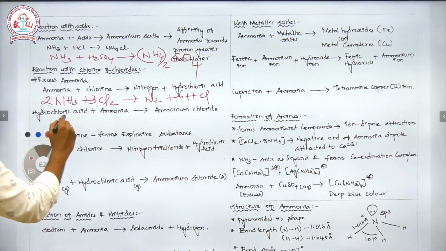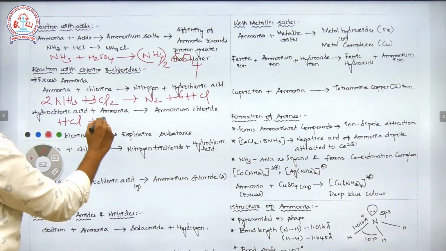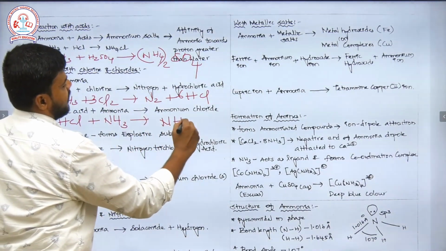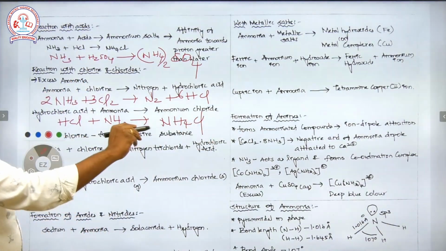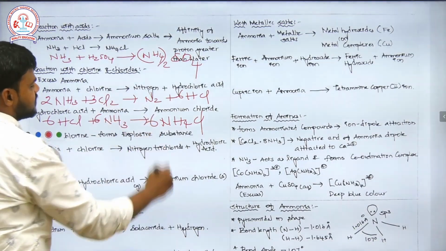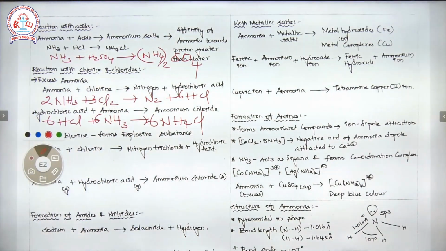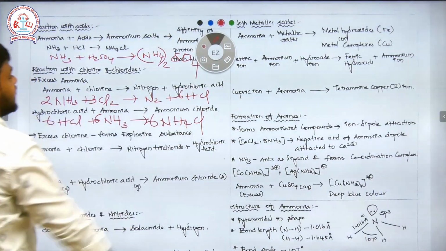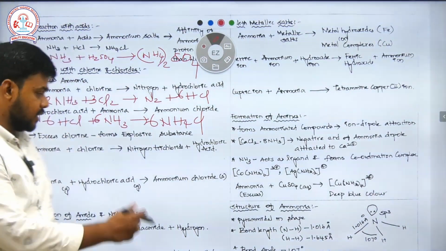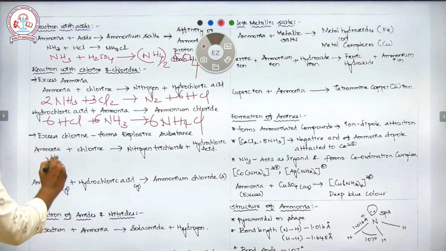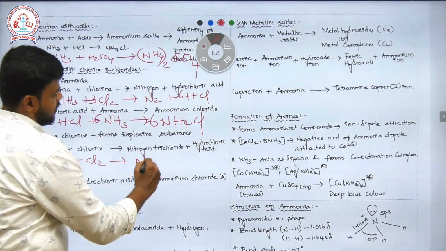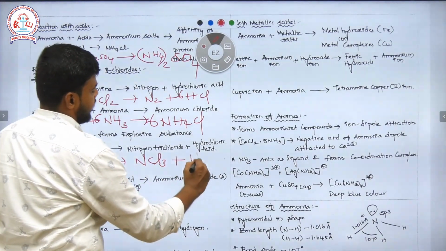Then the hydrochloric acid that has been formed reacts with ammonia and forms NH4Cl. You can just leave it as such, or you can take the 6 HCl and react with 6 ammonia and form 6 NH4Cl. Stoichiometrically all are the same. The next one, with excess chlorine, forms an explosive substance called nitrogen trichloride, NCl3, a liquid. NH3 reacts with chlorine to form NCl3 with HCl.